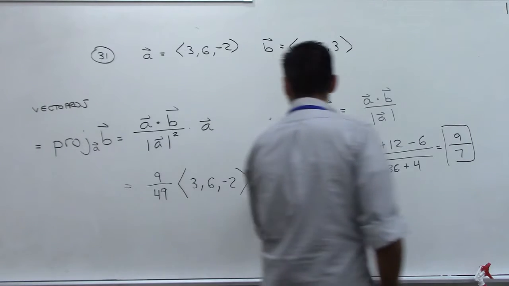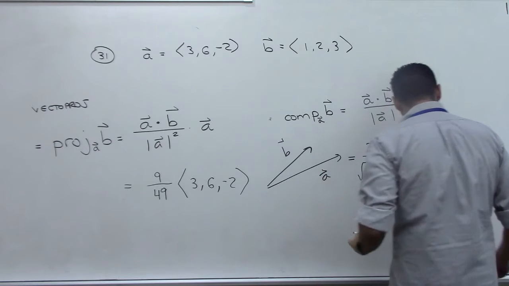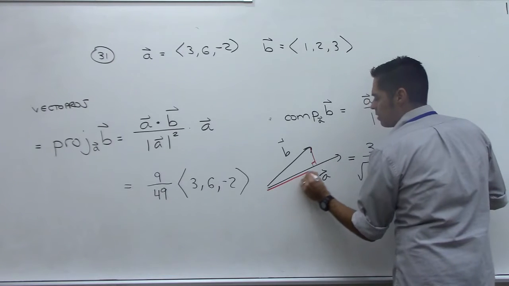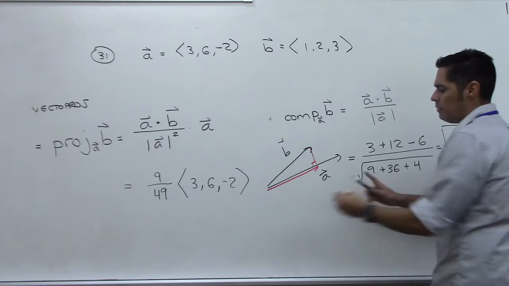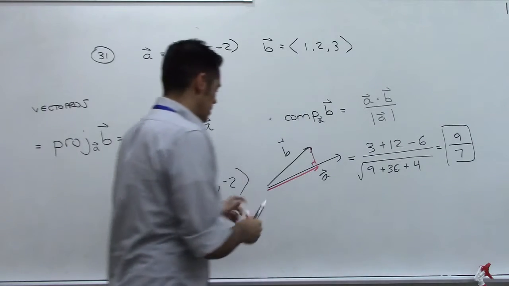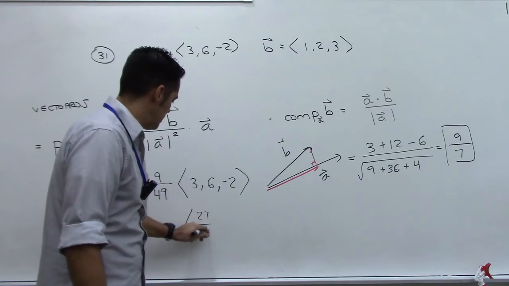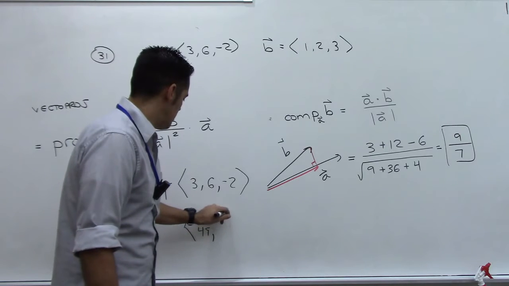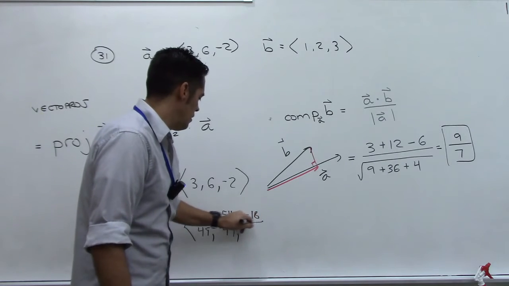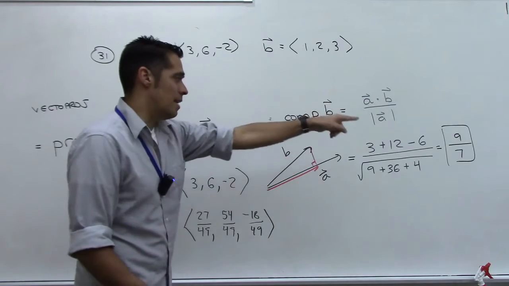So when you take a vector B and you project it onto a vector A, which is what we just did, you're dropping a perpendicular down, coming up with this vector right here. The length of this vector is 9/7. The actual coordinates or components of the vector itself is this 27/49, 54/49, and -18/49. So that vector is the actual red vector. That number is the length of it.